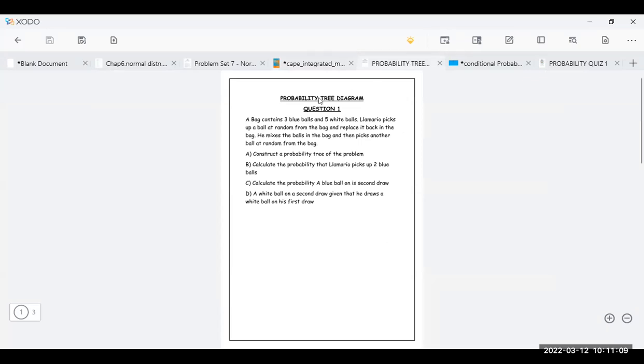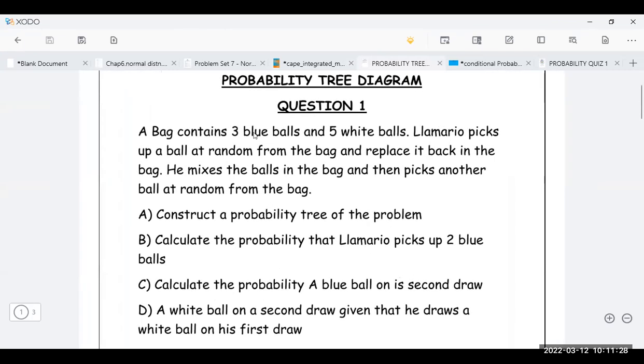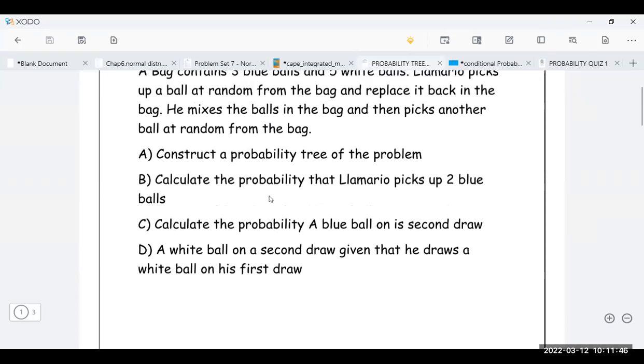A tree diagram is just a diagram that we're going to use to represent information given. That's all a tree diagram is. And the best way to do it is with an example. So for example, right here, it says a bag contains 3 blue balls and 5 white balls. Lamario picks up a ball at random from the bag, replaces it back in the bag. He mixes the balls in the bag and then picks another. Construct a tree diagram. All we're doing is simulating what happens.